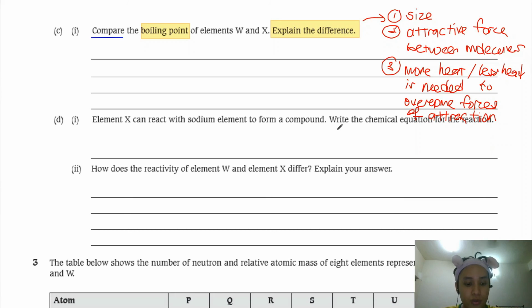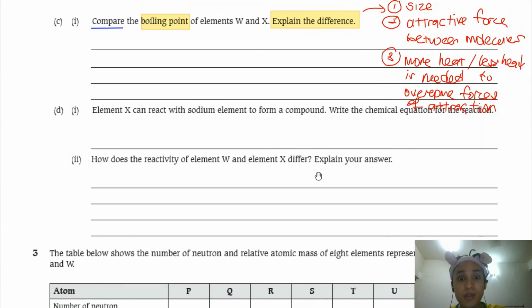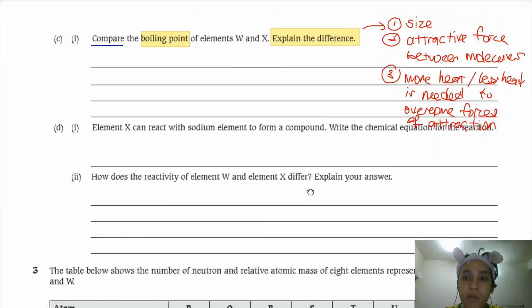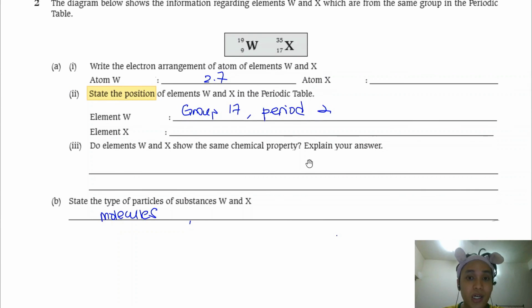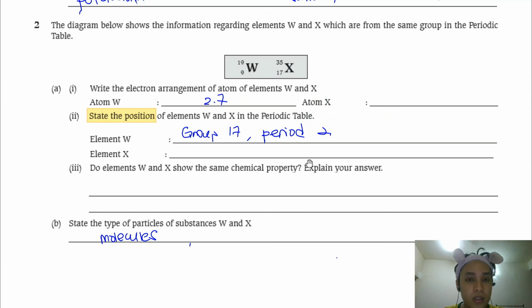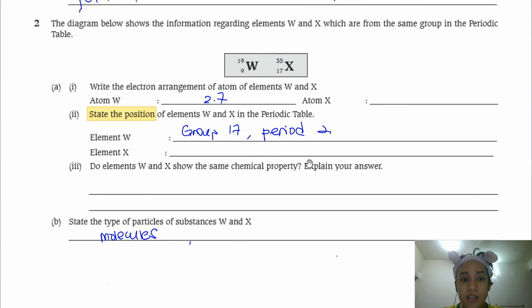Right, so try and complete the exercises. Then again they ask about the reactivity. This one is group 17, so you need to remember that group 17 reactivity is different from group 1. Is it increasing or decreasing as you go down the group? Refer back to the notes. So those are the few important things that I would like to touch on about your chapter 4 questions. That is it for today. Bye.